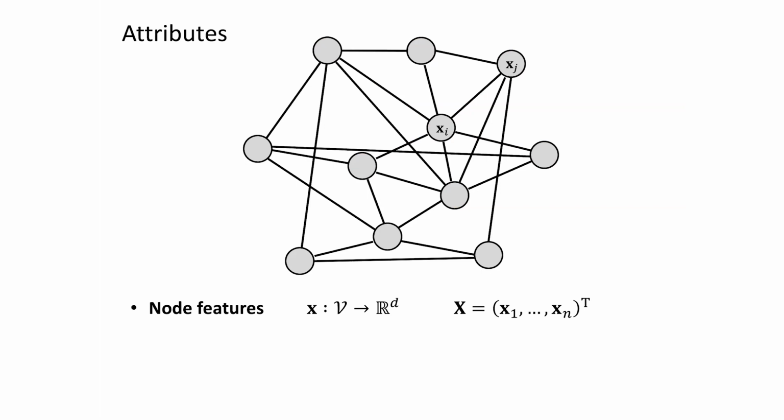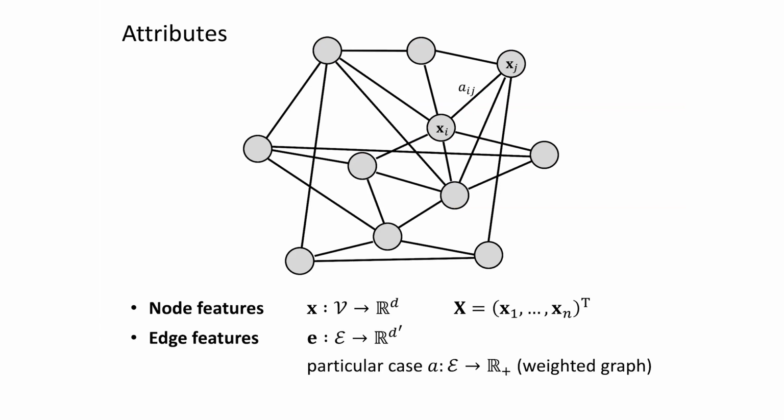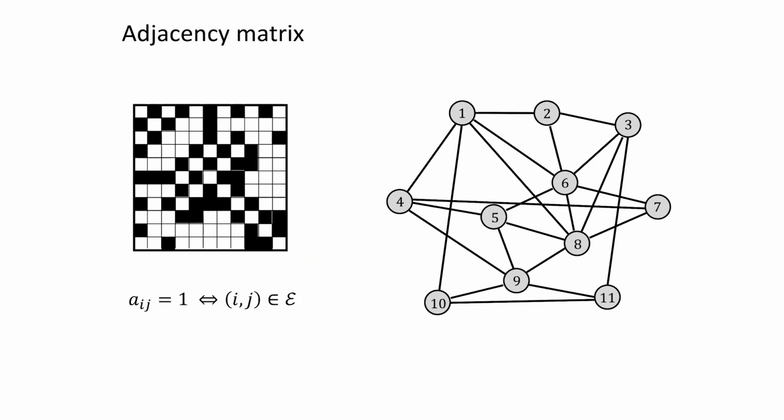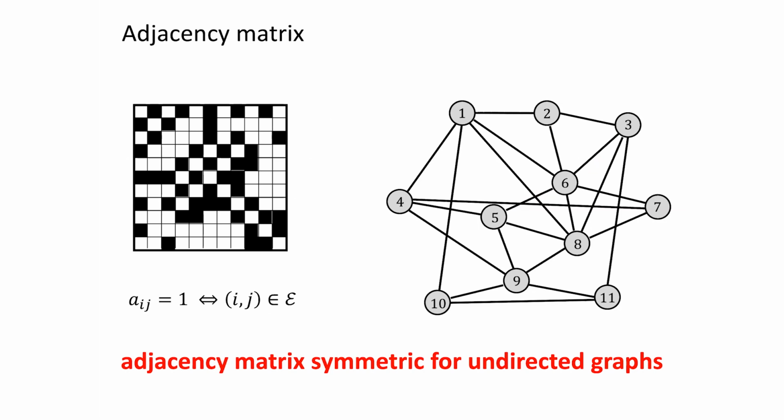We are also interested in attributed graphs, so we can distinguish between node-wise features, which will be d-dimensional vectors attached to each node. We can arrange them into an n by d matrix, and edge features that can be attached to each edge in the graph. In the simplest case, we can just attach scalar weights to each edge. In this case, we say that the graph is weighted. The structure of the graph can be represented using an adjacency matrix, where each entry ij contains a non-zero value, the corresponding weight, if there is an edge, and 0 otherwise. And if the graph is undirected, the adjacency matrix will be symmetric. We'll see in a second why this is important.